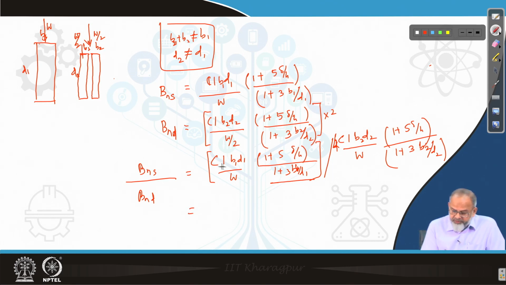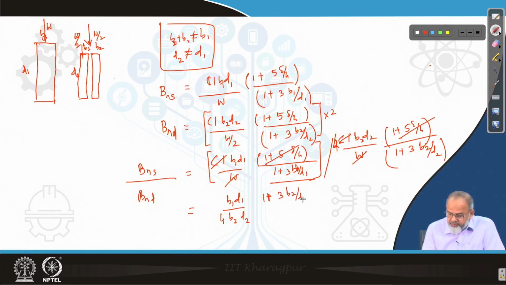So if I simplify further, since they are operating in the same soil condition, when we try to compare and assuming that the del by H ratio remains same for both the cases, this can be simplified as B1 D1 by 4 B2 D2, into 1 plus 3 B2 by D2 by 1 plus 3 B1 by D1.